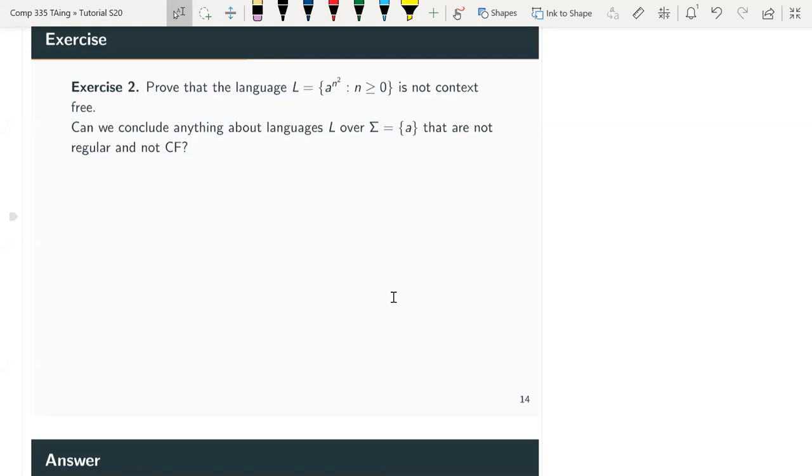So maybe the question for D: when checking all the cases, for each case, you need to get a contradiction.